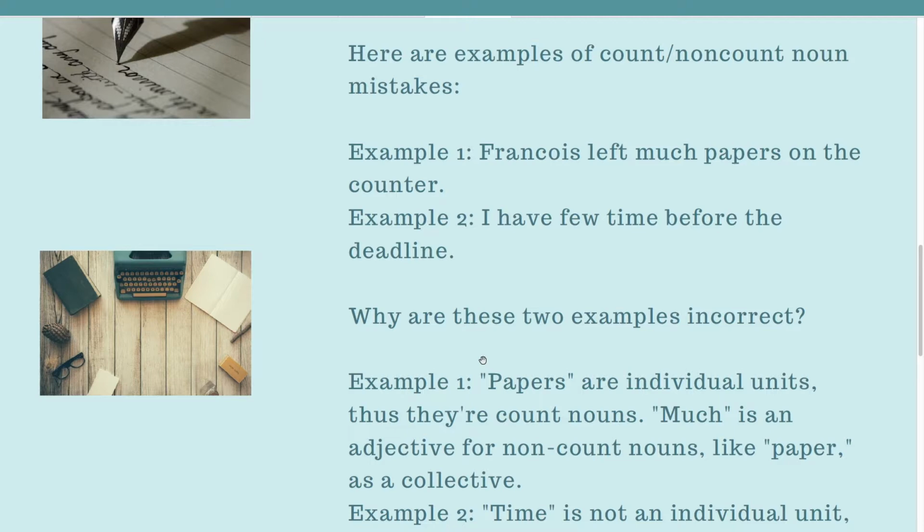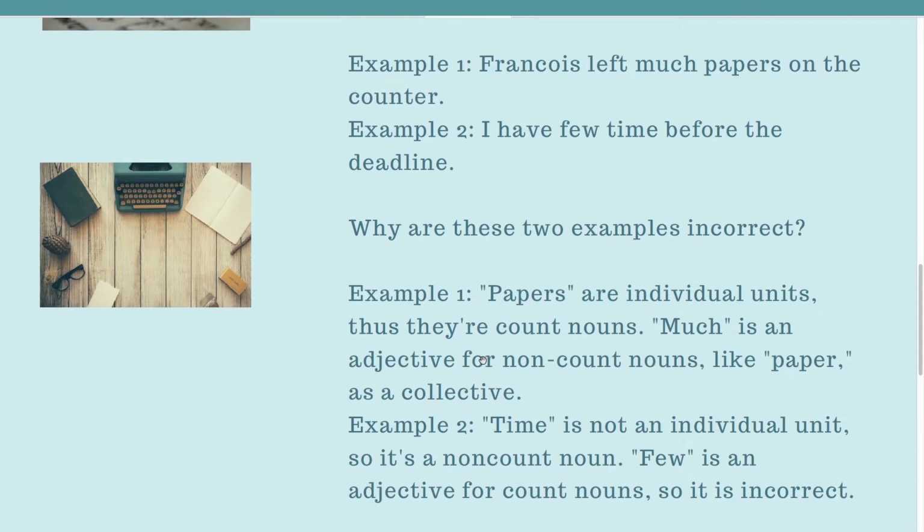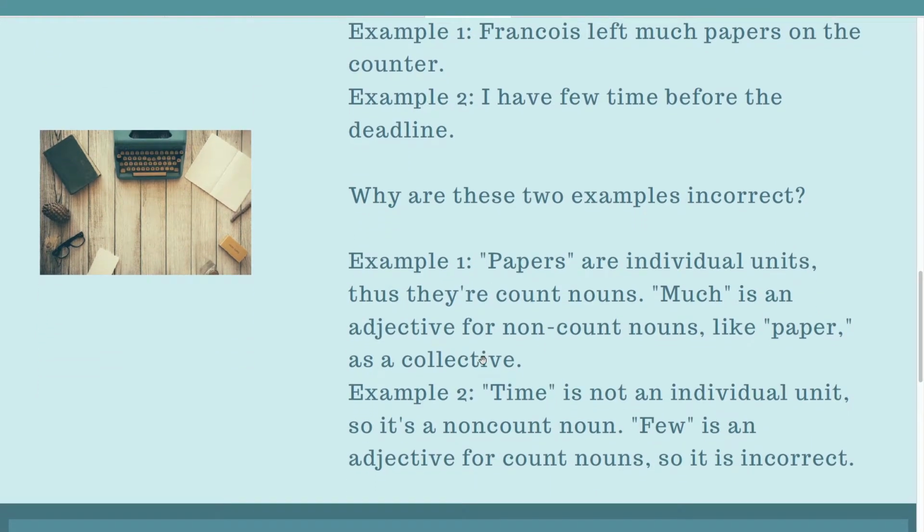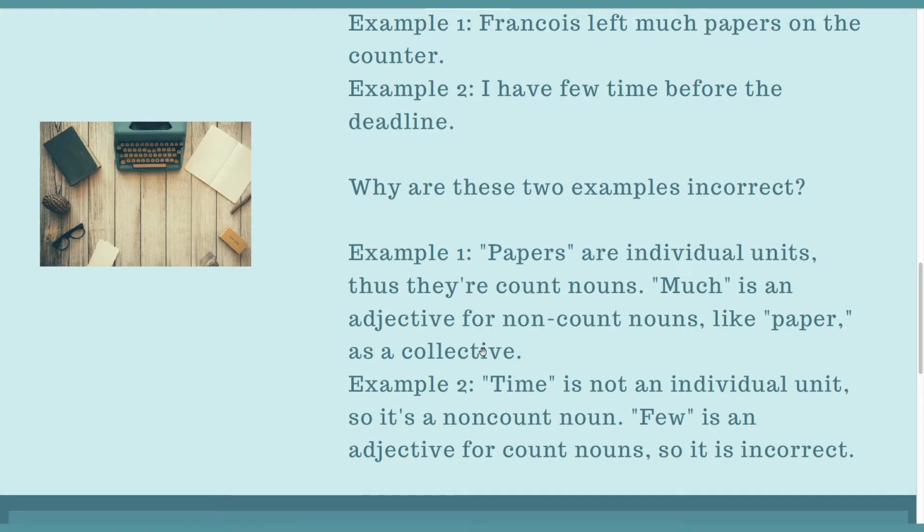Number 2, I have few time before the deadline. That obviously doesn't make any sense, but in this case, time is a collective, so it would be a non-count noun. And so you would say, I have little time, or something to that effect. But few would imply something that is a count. For example, I have few pencils left in the classroom. Those are individual things. Time is a collective, so it's non-count. So you would want to use a non-count descriptor. So few would be incorrect.